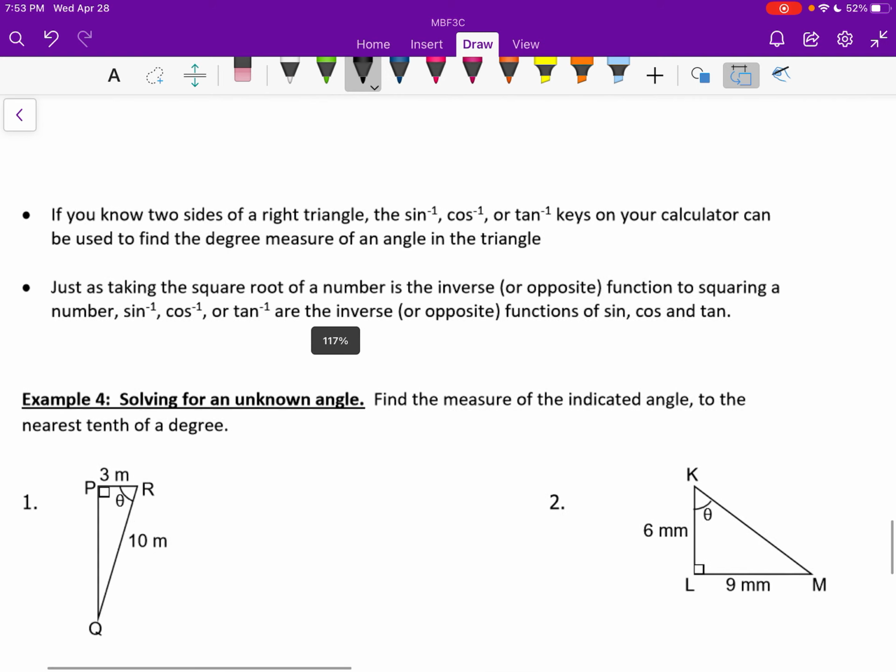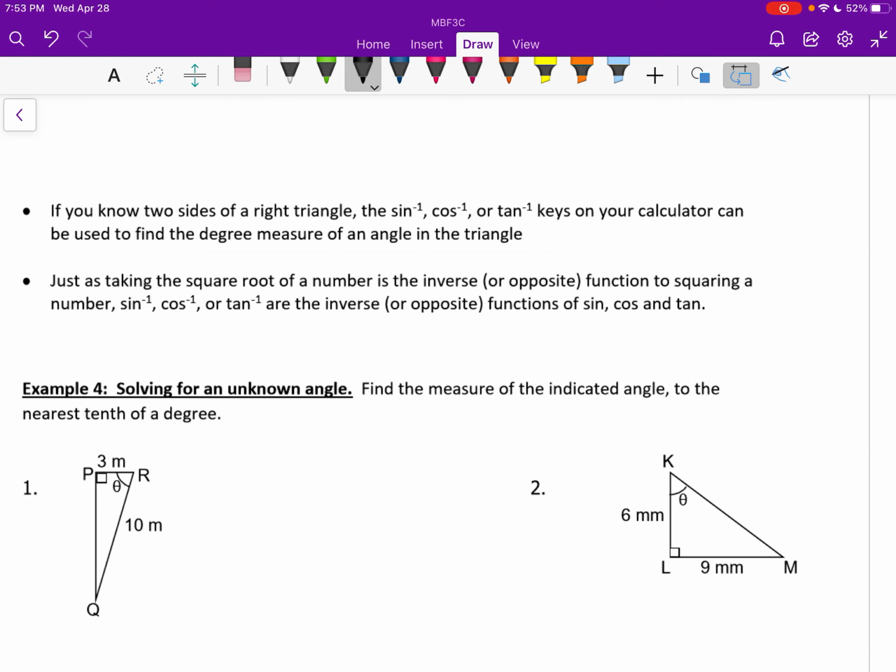So it says, if you know the two sides of a right triangle, the sine inverse, the cosine inverse, or the tan inverse keys on your calculator can be used to find the degree measure of the angle in a triangle. Just as taking the square root of a number is the inverse or opposite function to squaring the number, sine inverse, cosine inverse, and tan inverse are the inverse or the opposite function to sine, cos, and tan.